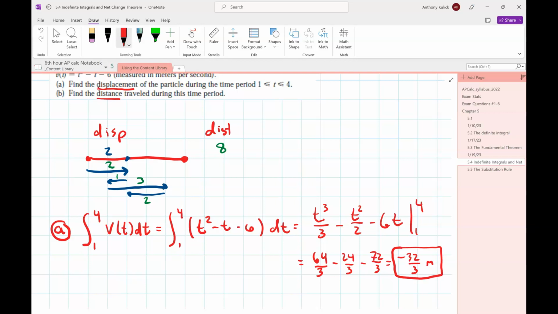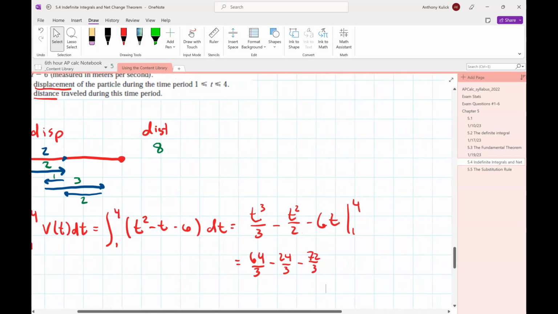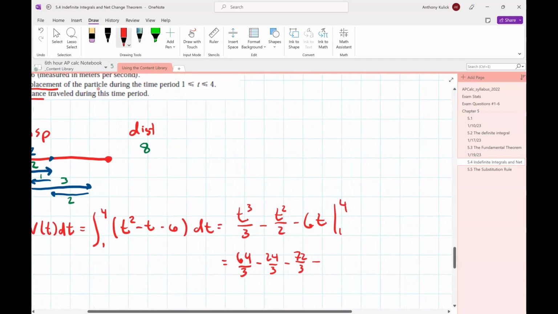You wouldn't do like the one. Oh, yes, I would. Thank you. Goodness gracious, Mr. Kulik. Minus 1/3 plus 1/2 plus 6. Goodness gracious. And now I'm just doing this in my calculator.